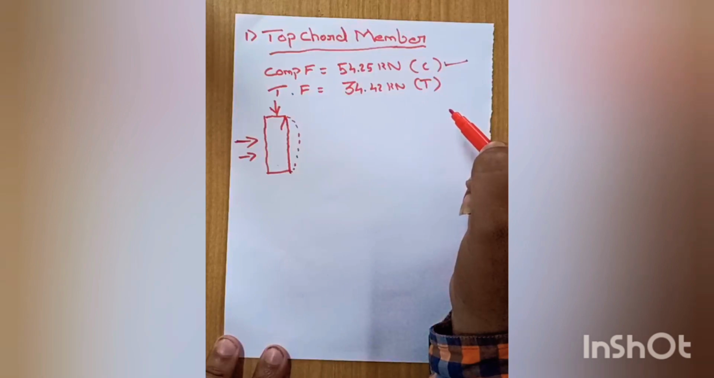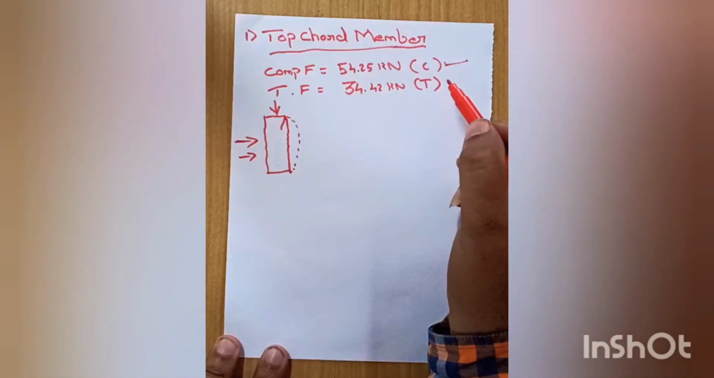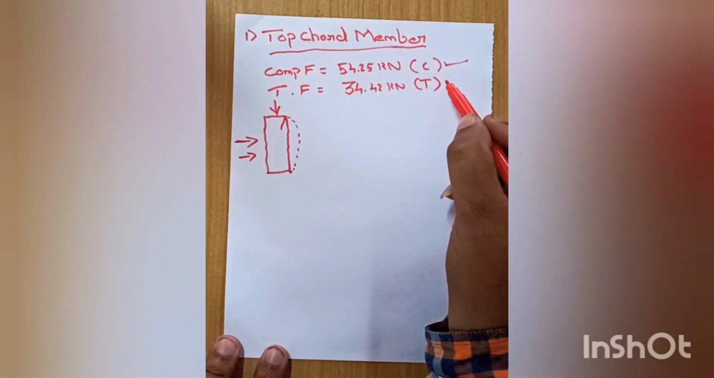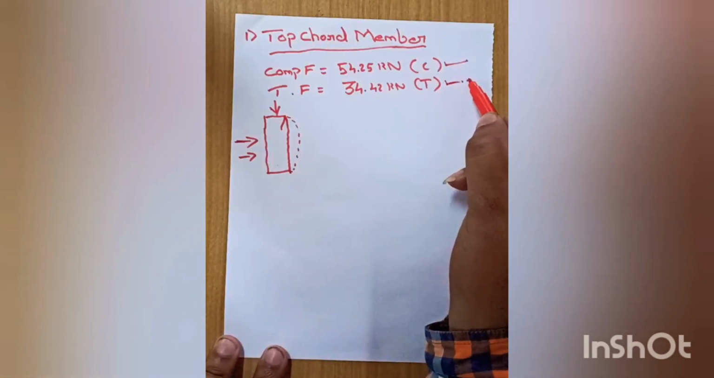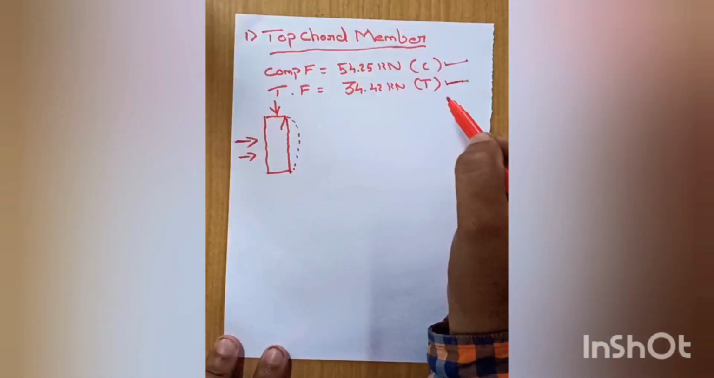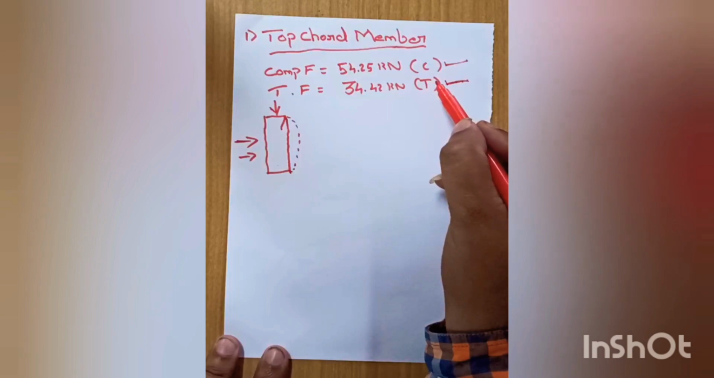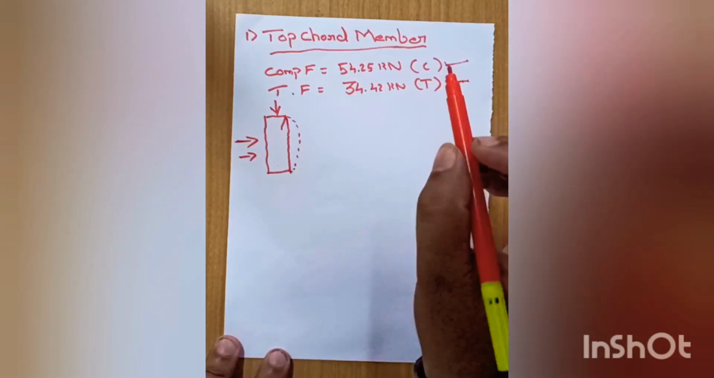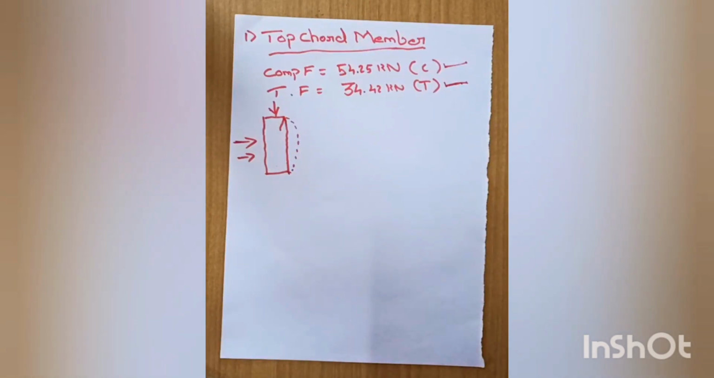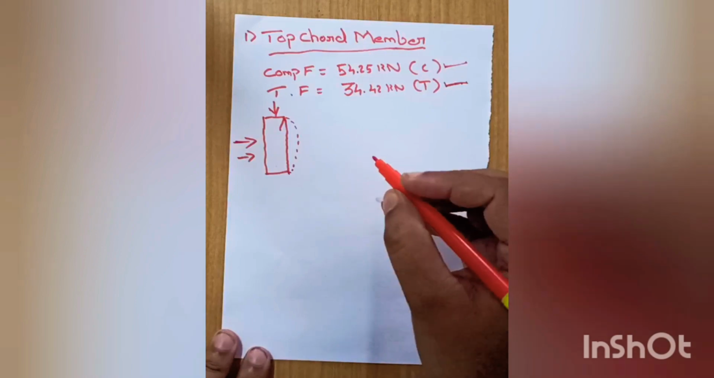We need to check for its safety. Then the same member, whatever we have selected, it also has to be safe against a tensile force of 34.42 kilonewton. So whatever section we select, we are designing it as a compression member. Then same thing, we are checking whether it is safe in tension or not. So that we will do. So right now we have a compression force of 54.25 kilonewton. So that will start with the design.